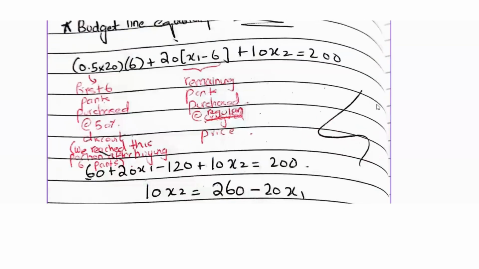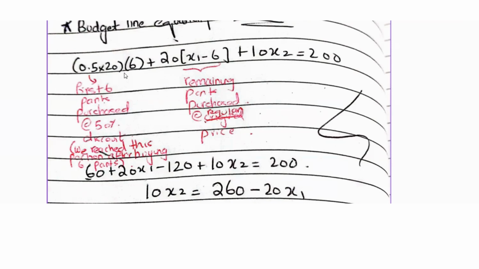Now let's look at the part of the budget line equation for x1 greater than 6. Now when we're looking at the budget line equation for units of x1 greater than 6, we have to first see that we reach this portion of x1 greater than 6 after buying 6 units of x1, right? Only once we purchased 6 units of x1 did we come to a point where x1 was greater than 6. So first let's incorporate the cost of the first 6 units of x1, which we had to buy before we reach this point of x1 greater than 6.